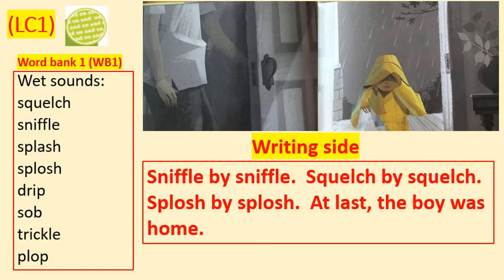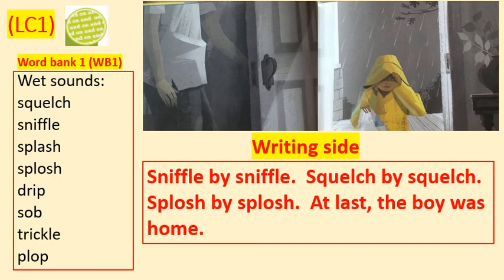Now, on our writing side, we're going to do repetition. And throughout the units we've been working on, we've done a series of 3 short sentences. So I'm going to look at my wet sounds, and I'm going to pick 3, and I'm going to start by writing them in short sentences. Sniffle by sniffle, squelch by squelch, splosh by splosh. So there we have 3 short sentences with our wet sounds in.